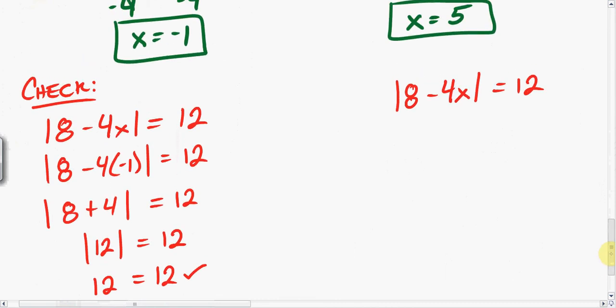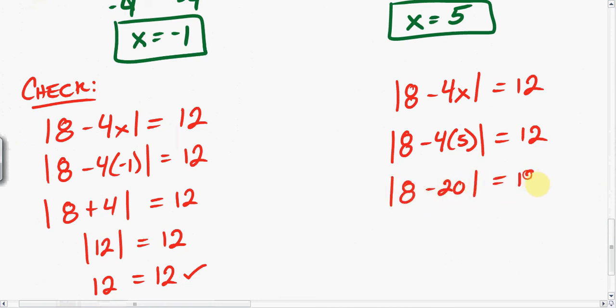Now we have to check to make sure we're correct that x equals 5. So we're going to plug in the value of 5 for x. So we've got 8 minus 4 times 5 equals 12. Negative 4 times 5 is negative 20. So we see 8 minus 20 equals 12. What's 8 minus 20? Well, that's negative 12. So the absolute value of negative 12 equals 12. And we know the absolute value of negative 12 is positive 12. So we see 12 equals 12. So it's correct. And that is solving an absolute value equation.